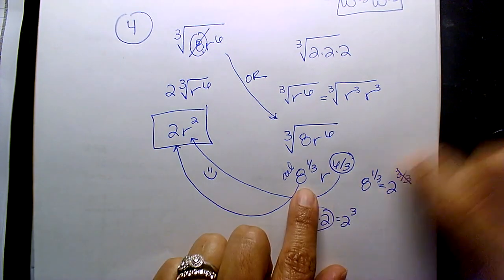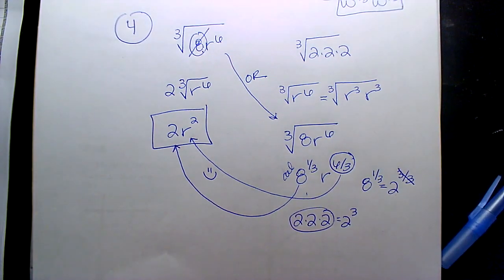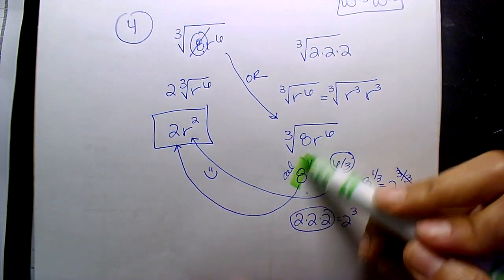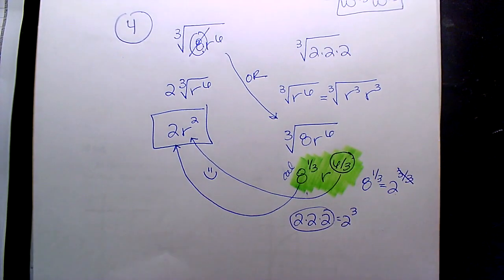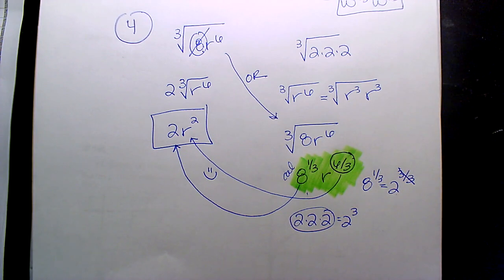So you're not wrong here. I know it's all messy. You're not wrong with this answer. It's not incorrect. It is correct. You just haven't simplified it to show your understanding of what a root is, and you didn't reduce it.